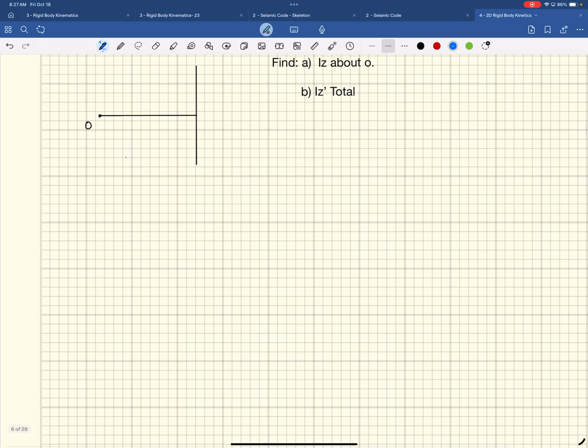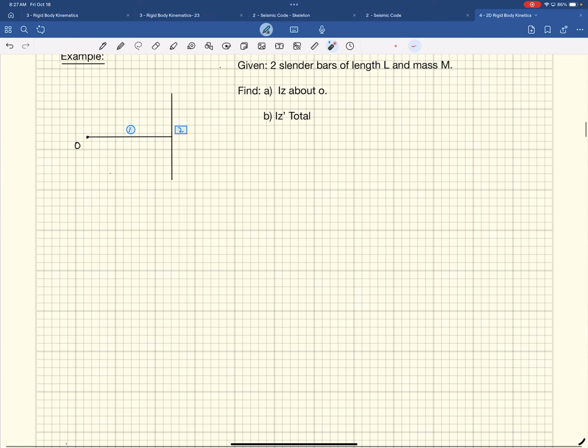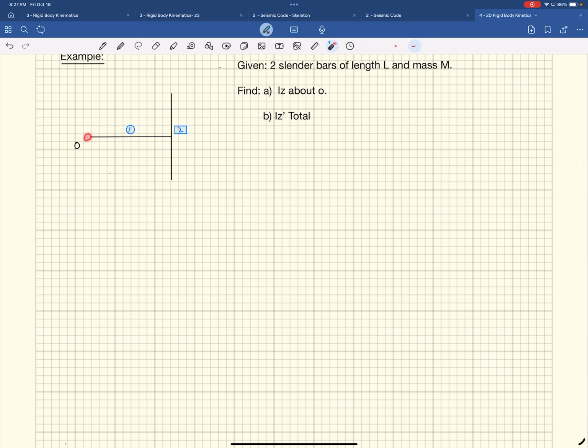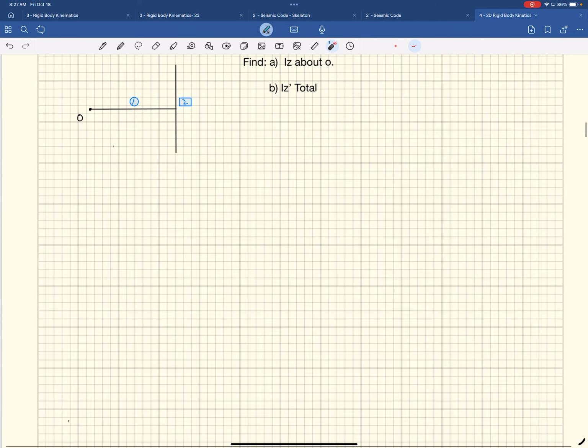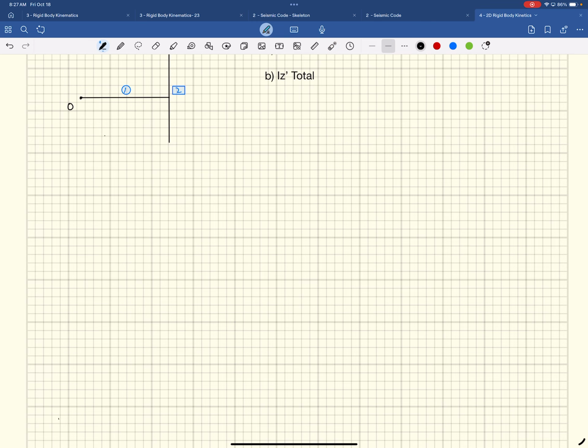So I'm going to break up my 2 objects. There's one object right here, and there's going to be another object right here, the 2 slender rods there. Again, we're after the moment of inertia about this axis and the moment of inertia about the whole object's center of mass. At some point, we're going to have to calculate it. The first part says I about O. So let's figure out I about O.